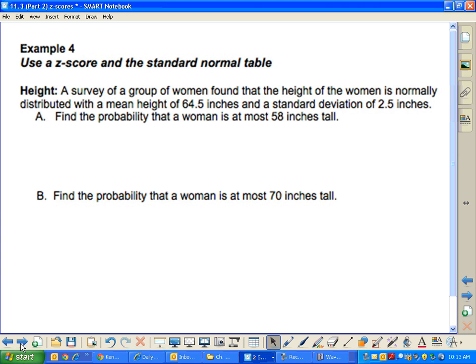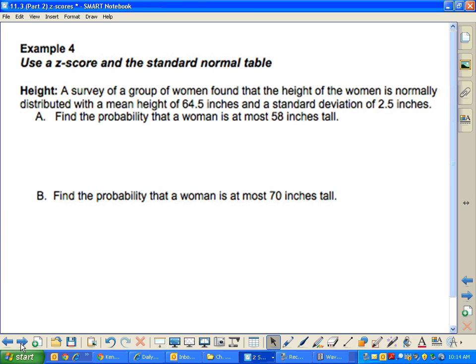So we have a survey of a group of women which found that the height of the women is normally distributed with a mean average height of 64.5 inches. So in this data, the average is taller than me because I'm 64 inches even. So a mean height of 64.5 inches and a standard deviation of 2.5 inches.